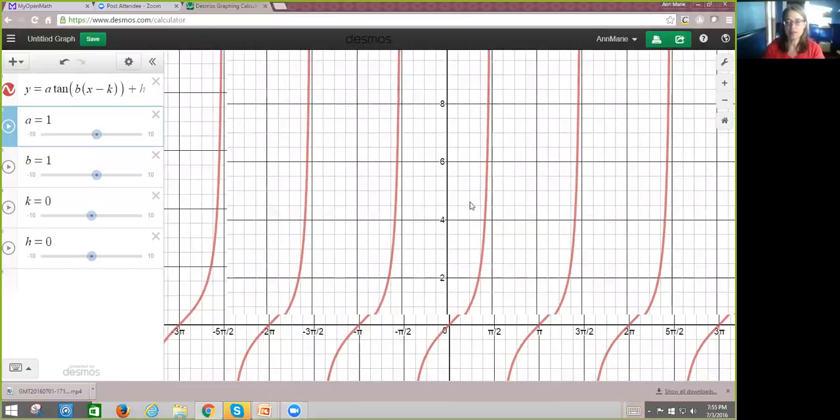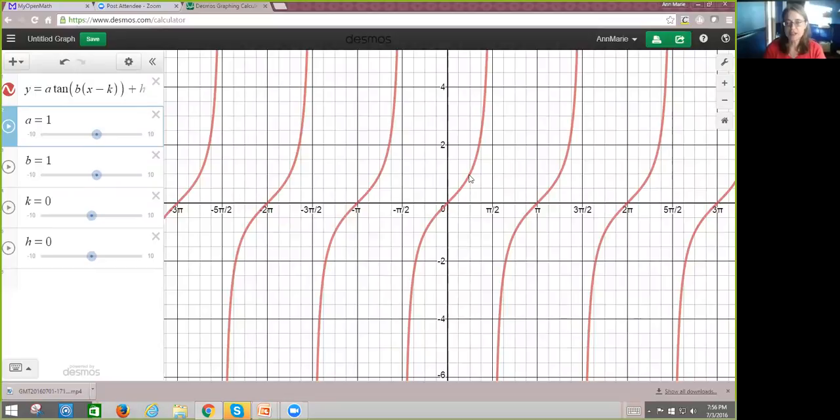We know that at pi over 4, the tangent is 1. Because at pi over 4, 45-degree angle, x and y are equal. Sine and cosine are the same. They're both square root 2 over 2. So tangent will be 1. So we can keep that point in mind.